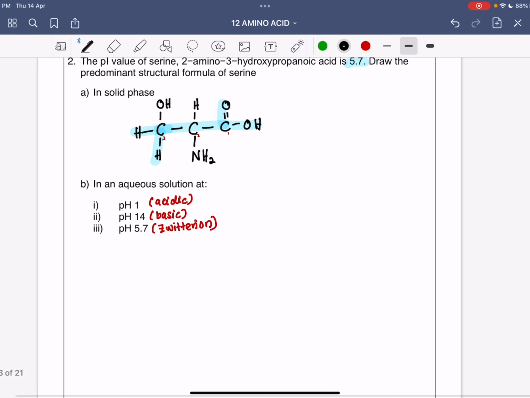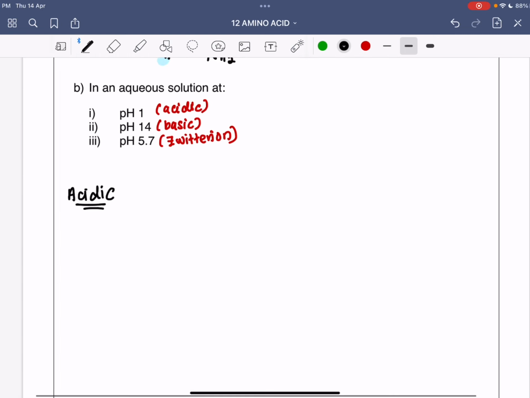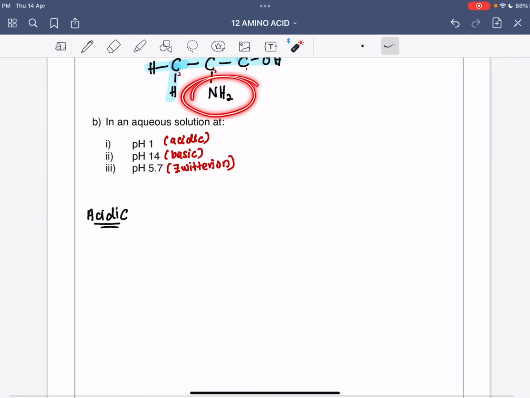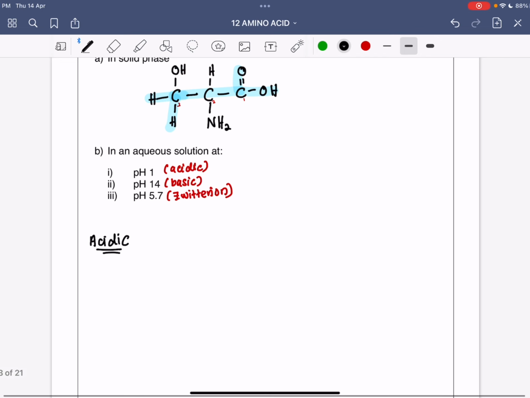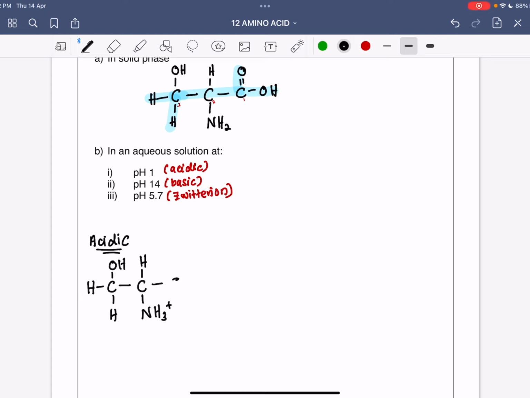So in acidic, if you're good enough, you know already. If it's acidic, this part will react. So we are going to write HCOH, HCH. You can also write it like this, NH3+, because we know H+ will go to that side. So this one will maintain the same. This is in acidic.